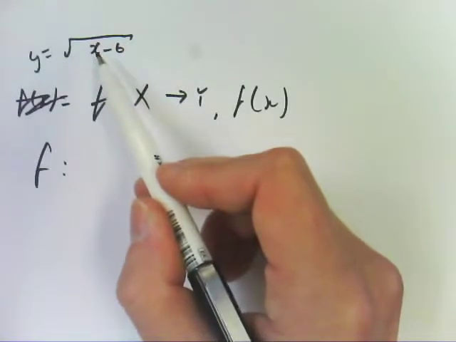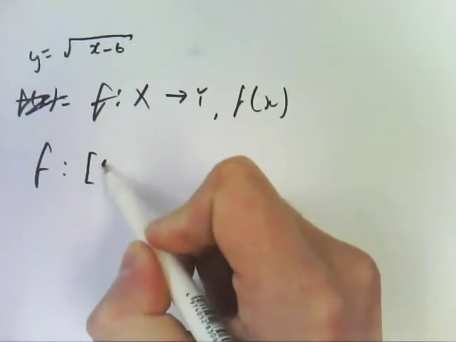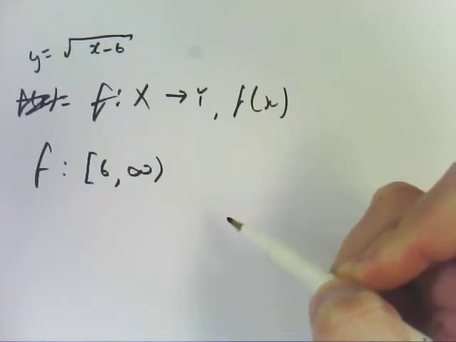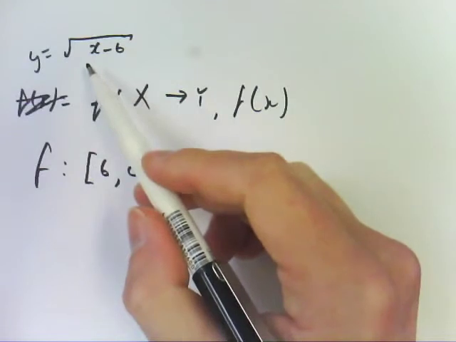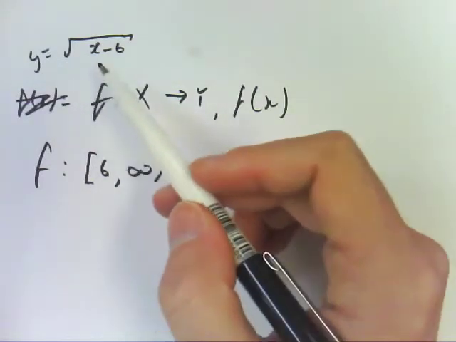Can it be 6? Yes, it can, because the square root of 0 is 0. So if it's going to be 6 or higher, then I can do from 6 to infinity, including 6. So that's my domain. It can't be lower than 6, because if you take 6 from 5 you end up with negative 1, and we can't square root that. So straight away our rule is broken.